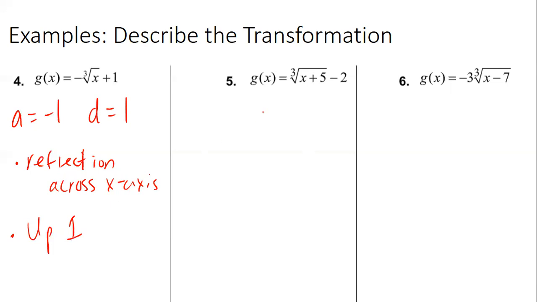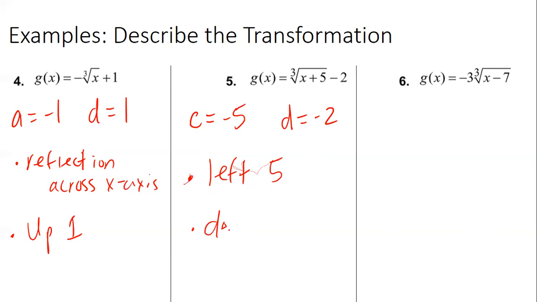All right. 5, what do we have? C, and what is our C? -5. Our X is a liar, and our D is? So what happened? We went left 5, and we went down 2. Perfect. All right, last one.